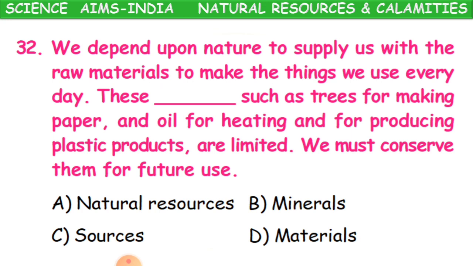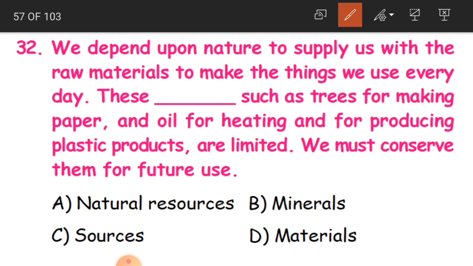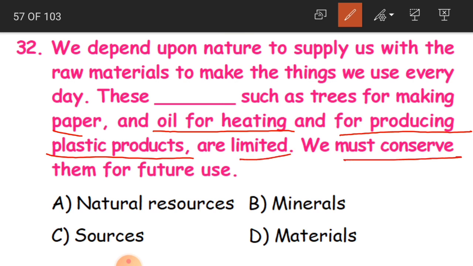We depend upon nature to supply us with the raw materials to make the things we use every day. So we depend upon nature. Why? For the raw materials to make the things which we use every day. And these dash such as trees for making paper and oil for heating and for producing plastic products are limited. So we must conserve them for future use.